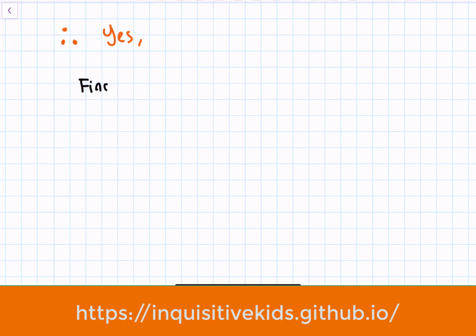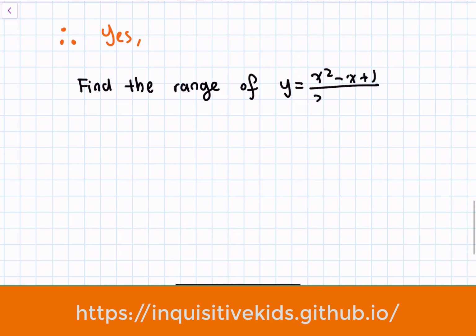Find the range of the function y equals x squared minus x plus 1 over 2x squared minus 2x plus 3. How can we solve this problem?